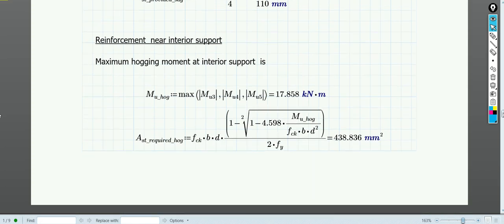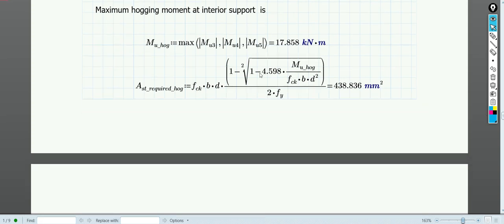And reinforcement near the interior support: here we have the maximum value as 17.858 from the moment itself. You can see why I have used the mod. This is for the purpose of writing the document. Though it is negative, the minus sign is not needed, because the minus or plus sign only represents a direction. We are only talking about reinforcement over here.